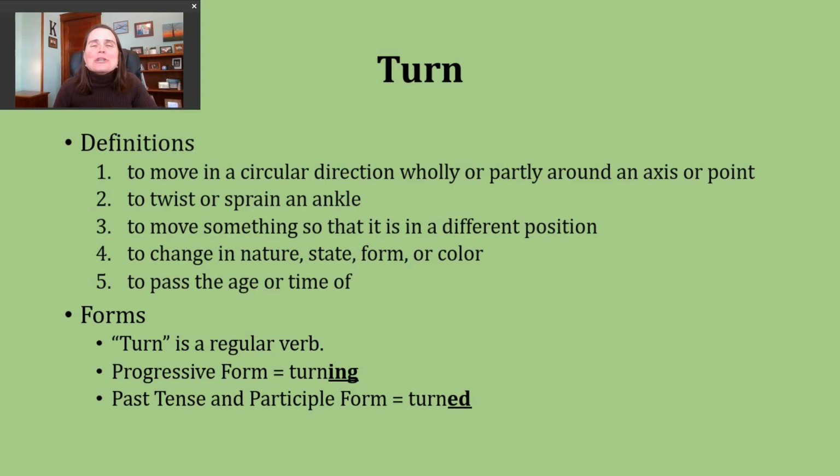For now, you should know that turn is a regular verb. If you want to make the progressive form of this verb, all you need to do is add ing, and that forms turning. The past tense and the participle form of this verb can be made by just adding ed. Our base verb, turn, ends in a voiced n sound. This means the ed ending is just going to make a d sound, and I'm not going to add an extra syllable to the verb when I pronounce it. The past tense and the participle form of the verb should sound like this: turned, turned.